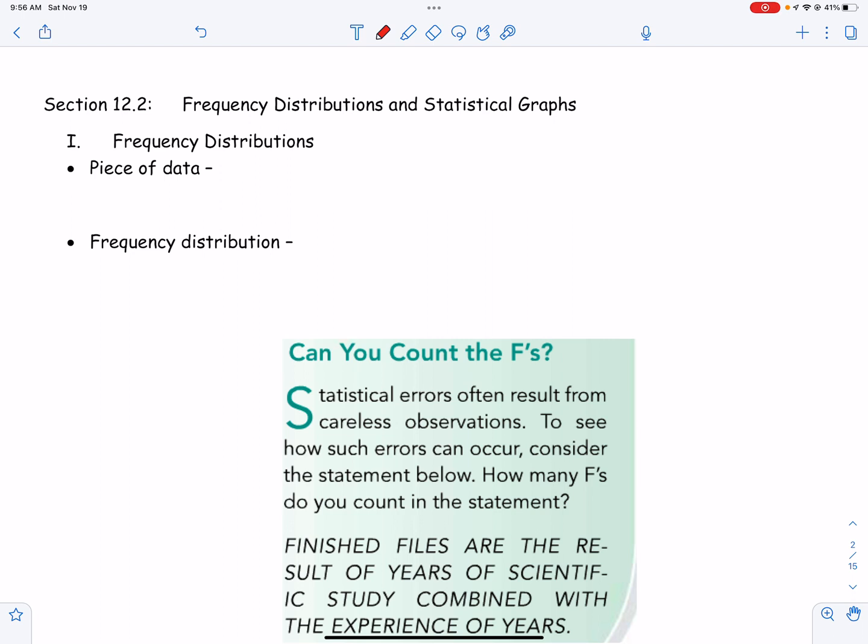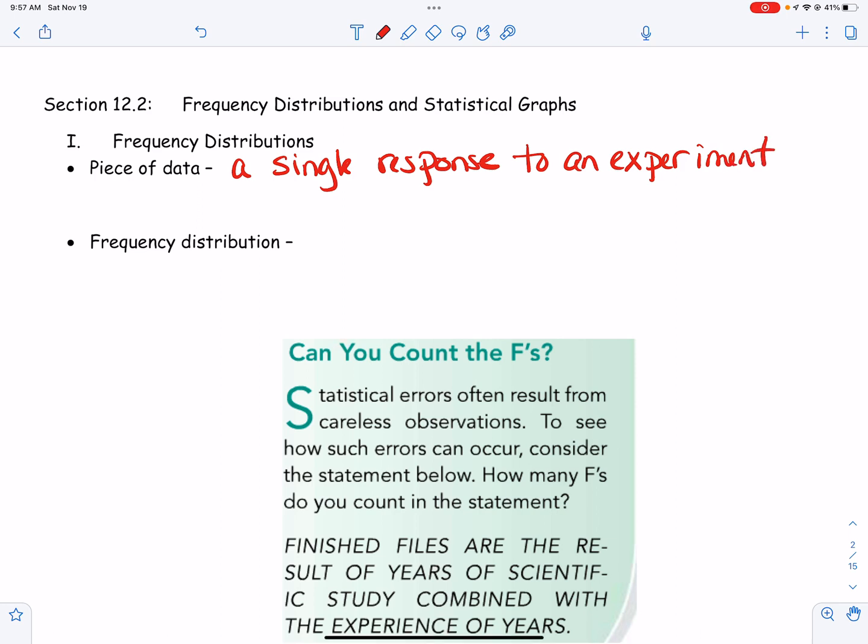But a frequency distribution has two parts. One is talking about a piece of data, and that's going to be important. That is a single response to an experiment, okay?